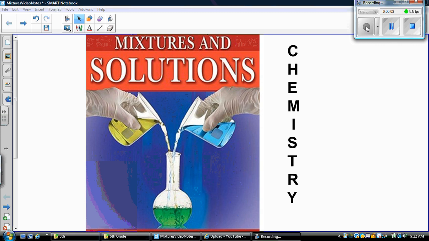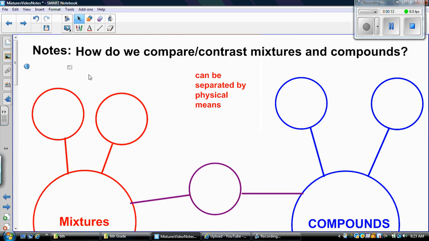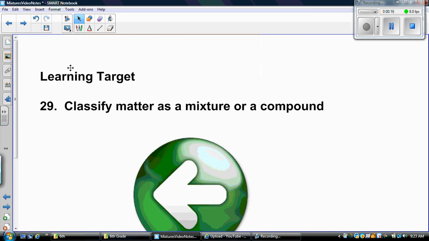Okay, so this is our chemistry part 2 unit. We're going to be learning about mixtures and solutions. Okay, so our first target is target 29. We're going to classify matter as a mixture or a compound.